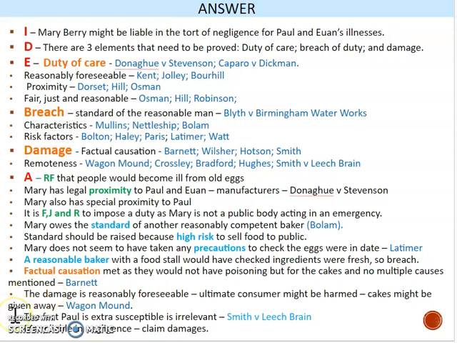You'll have noticed in the scenario, hopefully, that it said in the facts that Paul was extra susceptible to food poisoning. And the fact that he is, is irrelevant. Smith and Leach Brain, we know that classic rule that you've got to take your victim as you find him. So Mary's not going to be able to argue, oh, well, it's not my fault that Paul's susceptible to food poisoning. That's going to be irrelevant. She'll have to take him as she finds him. So it seems on the face of it, on the limited facts that we have, that Mary's going to be liable in negligence, and therefore our claimants are potentially going to be claiming damages against her successfully.